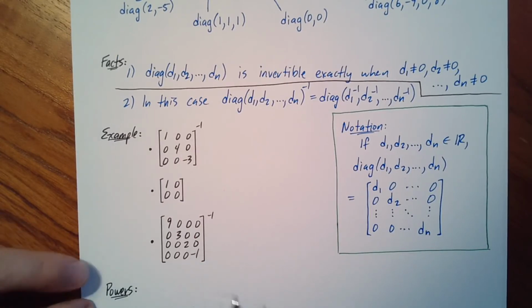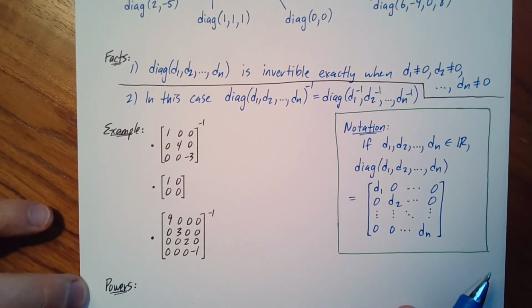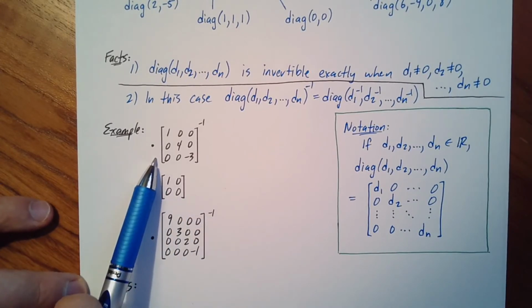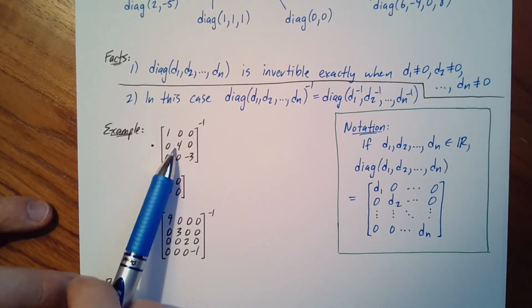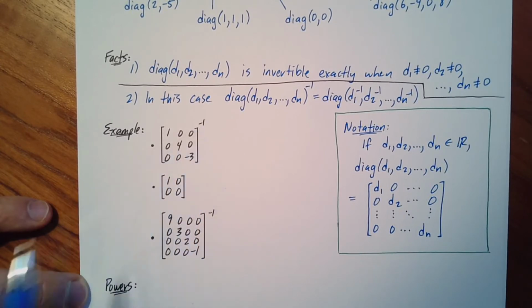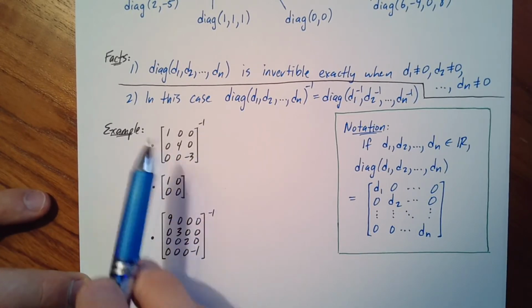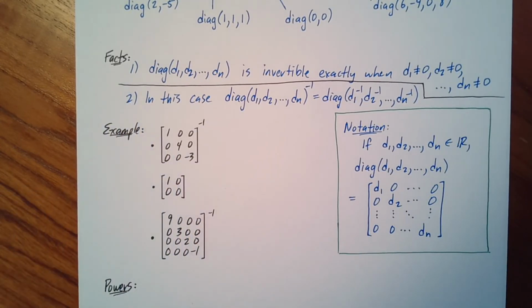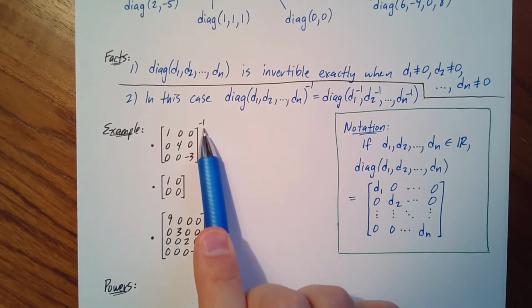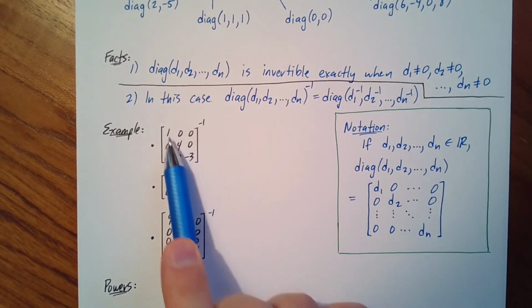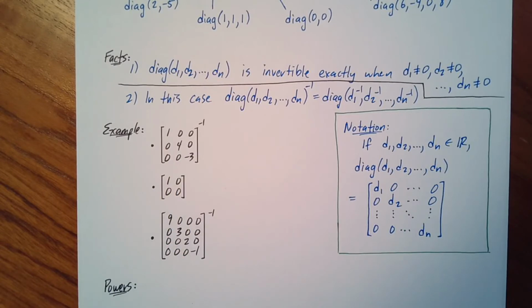Okay, let's look at a couple of examples of that, see it in practice. So here we've got a 3 by 3 matrix. The diagonal entries are 1, 4, and -3. So if I want its inverse, which I've written here, well, based on fact 1, this matrix is invertible. So it makes sense to put this inverse symbol up here in the first place because all 3 of those diagonal entries are non-zero.